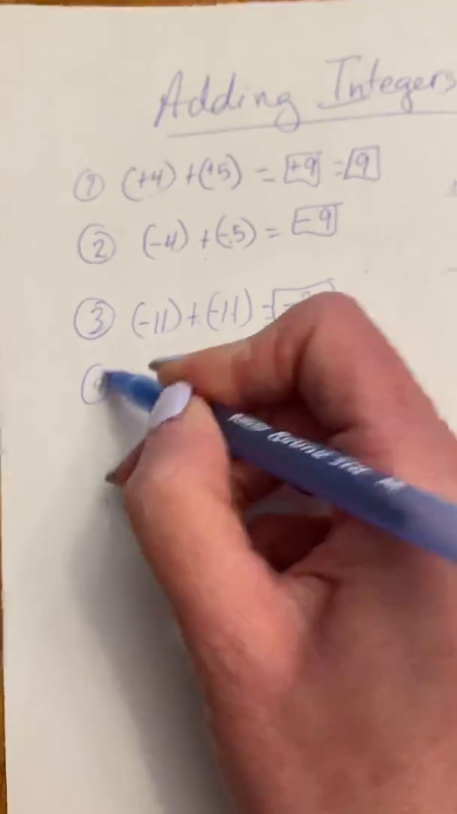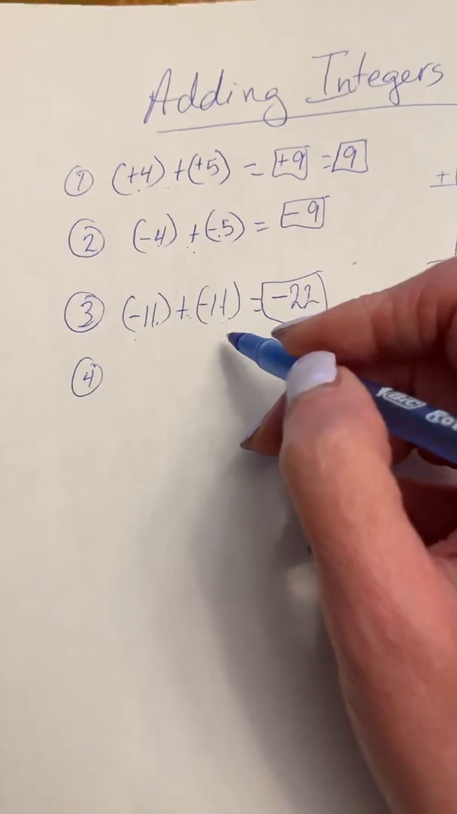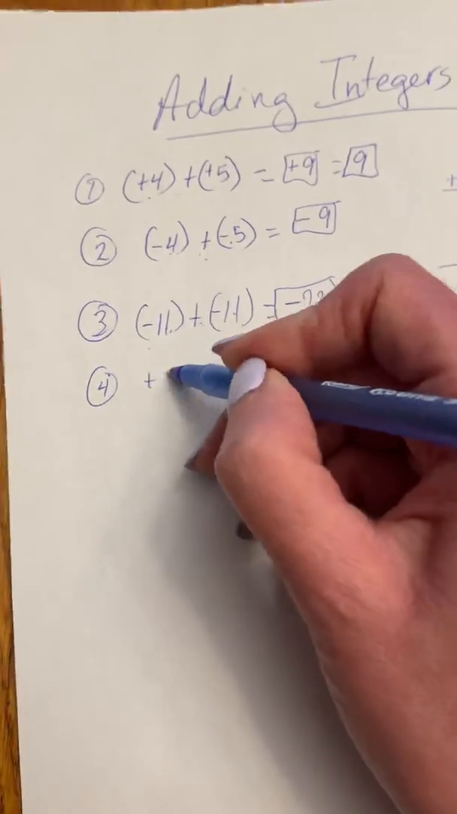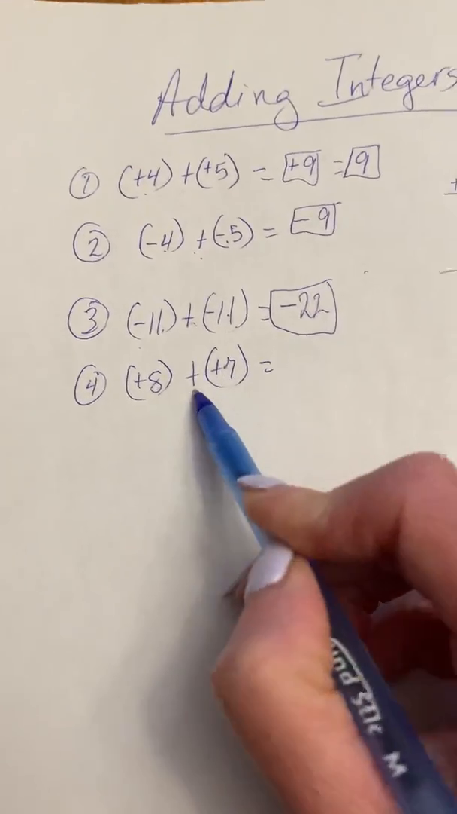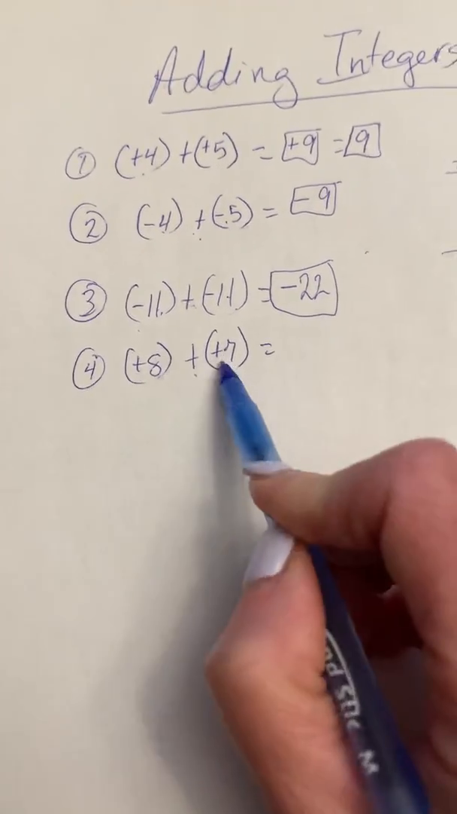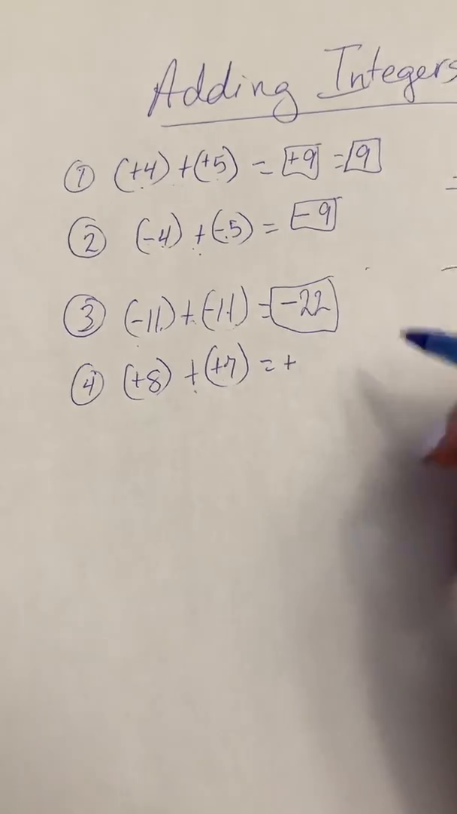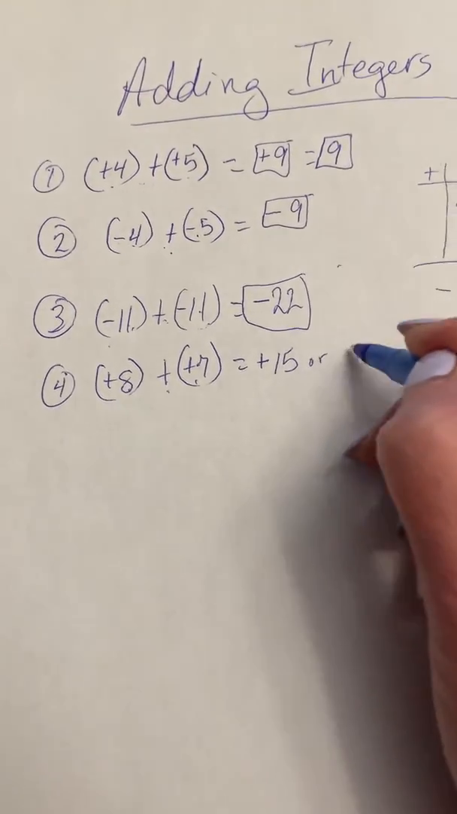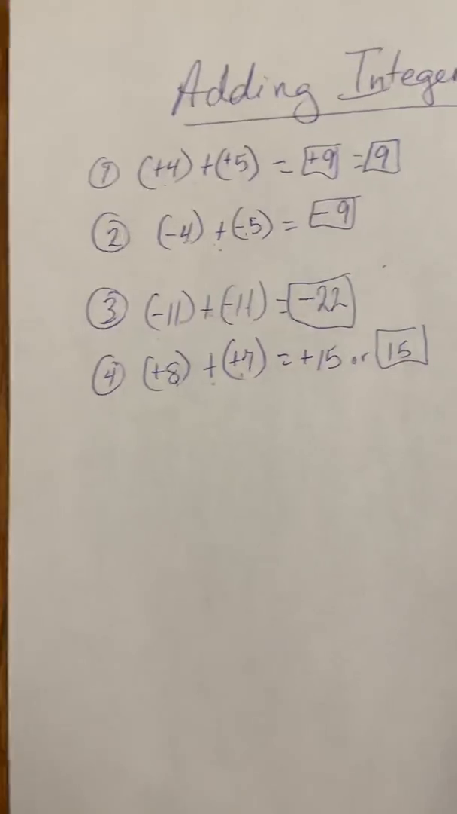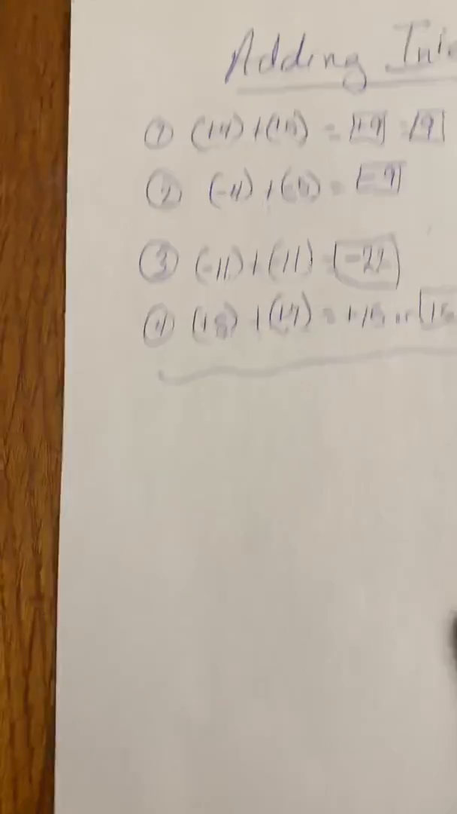One more, and then we'll move on to the other side of this. It's going to be nice and short today. Positive 8 plus positive 7. We're adding, that's the first thing we check. Signs are the same. Keep the sign, add the digits. 8 and 7 is 15, or simply 15. Okay, now we're going to move on.